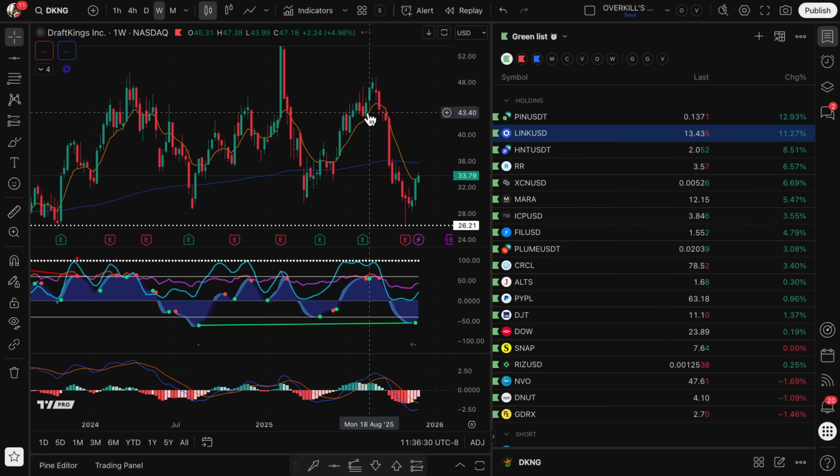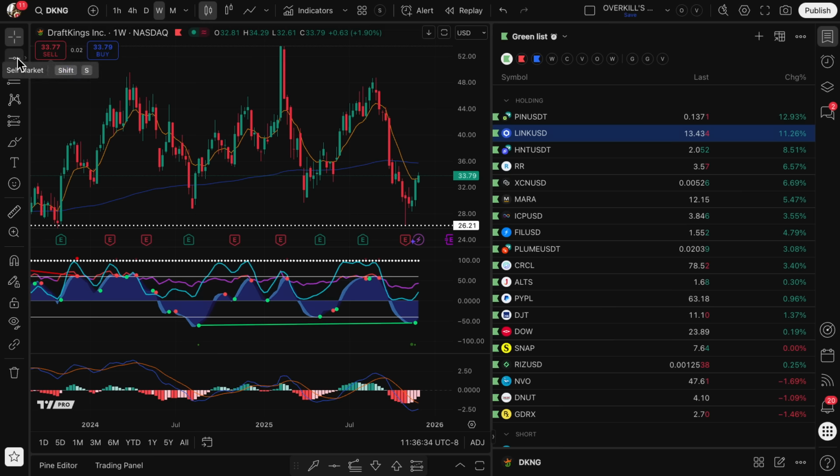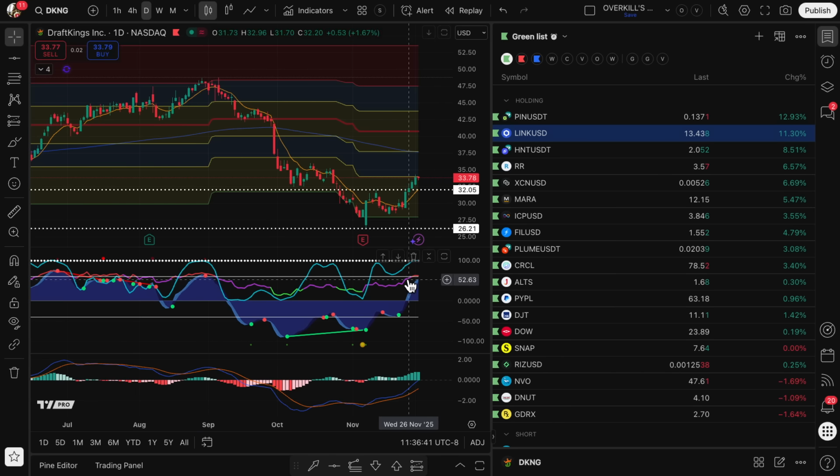DKNG, DraftKings. Had the green one show up last week. This one looks good as long as it can hold on to 32. 32 looks like a good support level for it, even down there at 26, depending on your risk tolerance. But you got room all the way back up to 50 on this one. Our target's always up here in the red zone.